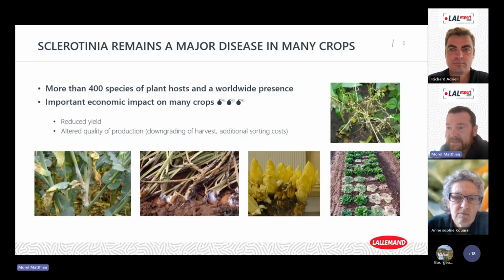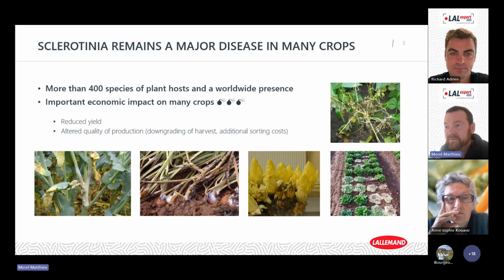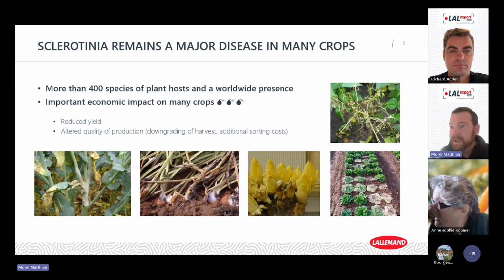Now about the disease. Sclerotinia is considered a major disease everywhere in the world. It affects a lot of crops: more than 40 species of plants can be affected by this disease, and it has a very important economic impact on crops that you know well, such as canola, beans, peas, lettuce, soybean, endive, and also carrots. All these economic crops can be highly affected by sclerotinia. That is why it's important to control this disease, and there are many ways to control it, including the use of LALSTOP Contans.